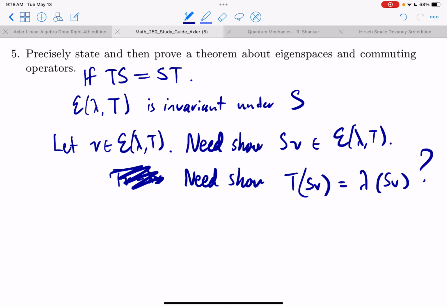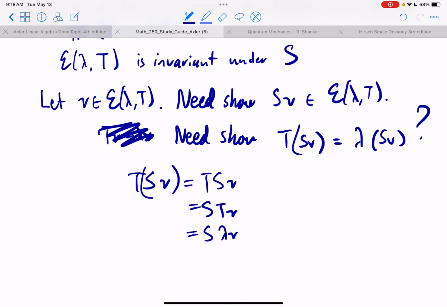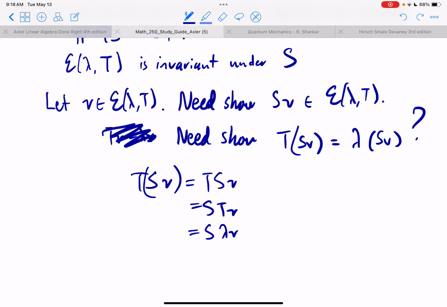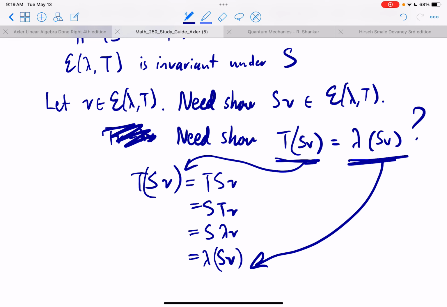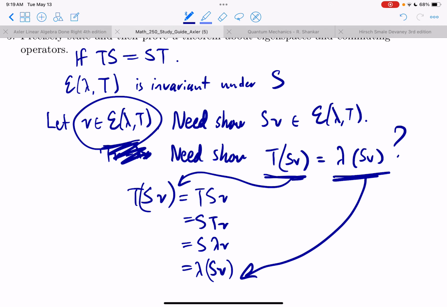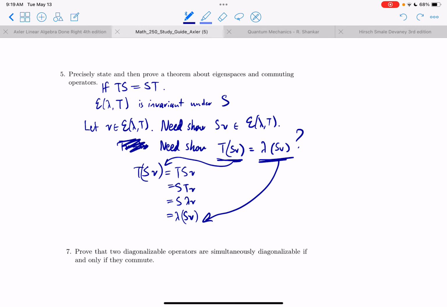So is this true? Let's apply T to the vector Sv, and then use the fact that these operators commute. But v was in the eigenspace, so Tv is lambda v. Then S is an operator, it's linear, so we can pull the lambda through, and then we just put parentheses, and that's it. We took something in the eigenspace, and to show it's invariant under S, that means S times it has to be in the eigenspace. To be in the eigenspace means we need to hit it with T and show that we get a lambda. And we do. End of proof.